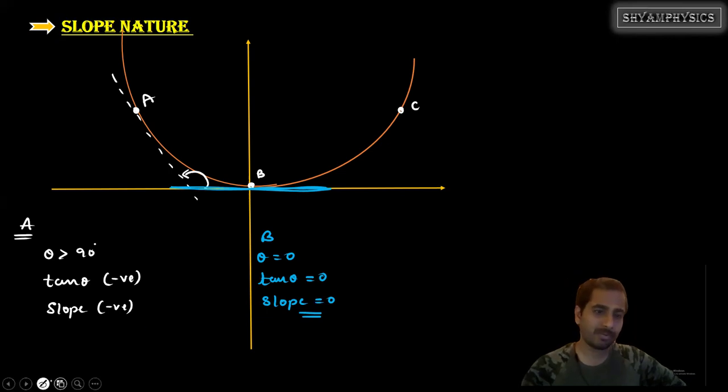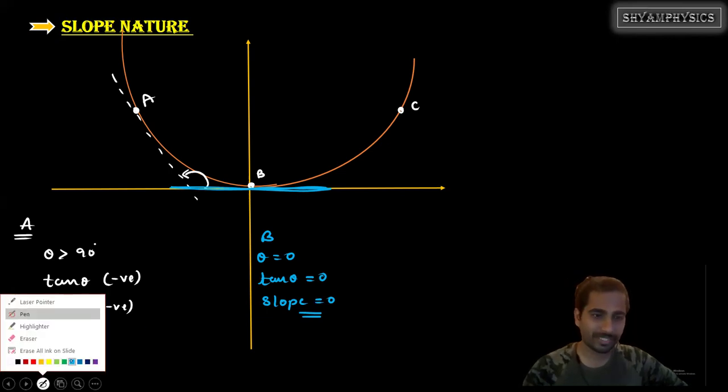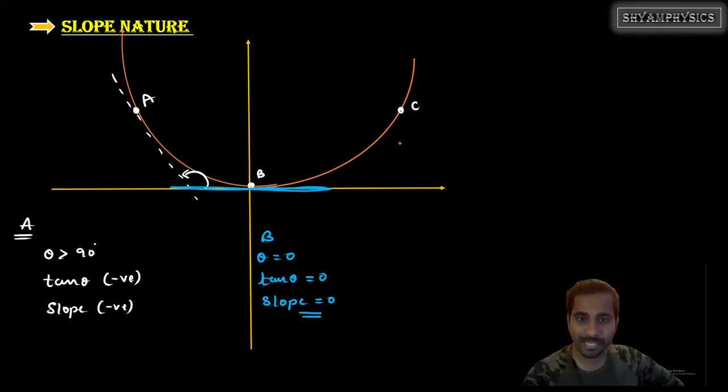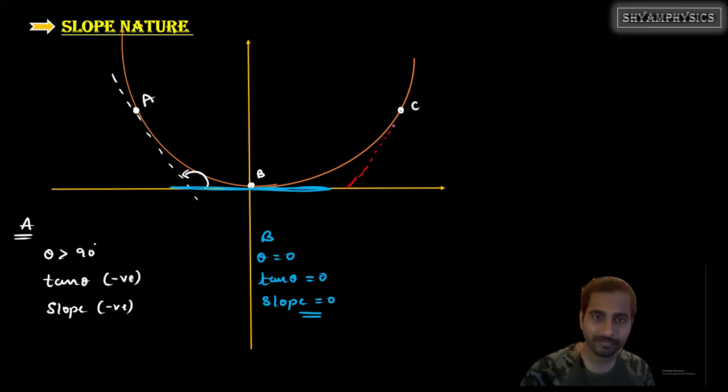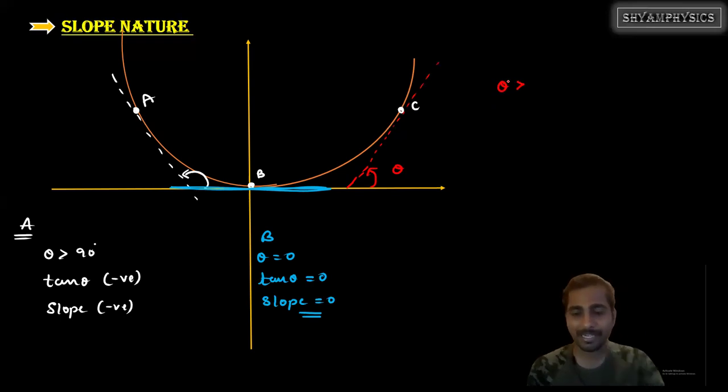Now we'll think about point C. At point C, I will draw one straight line, a tangent at this point, like this. Now look at this theta value. This is the theta which is being made here. Basically, this theta is less than 90 degrees, right? This is less than 90 degrees.